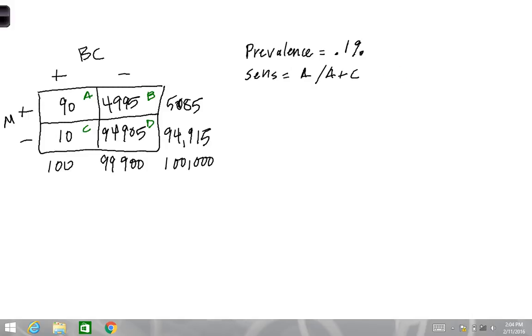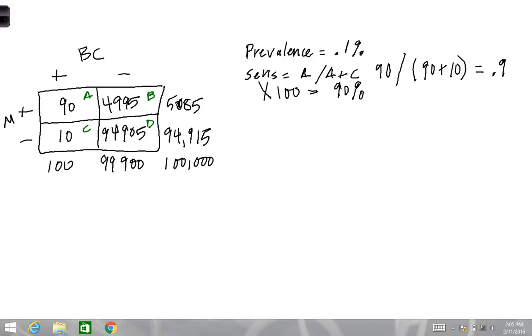So A is 90 divided by A plus C, so that's 90 plus 10, and this is going to give us 0.9, and then we'll times that by 100, and that gives us 90%. So the sensitivity is 90%, and to interpret that, you're going to say, of those who have breast cancer, 90% will test positive.